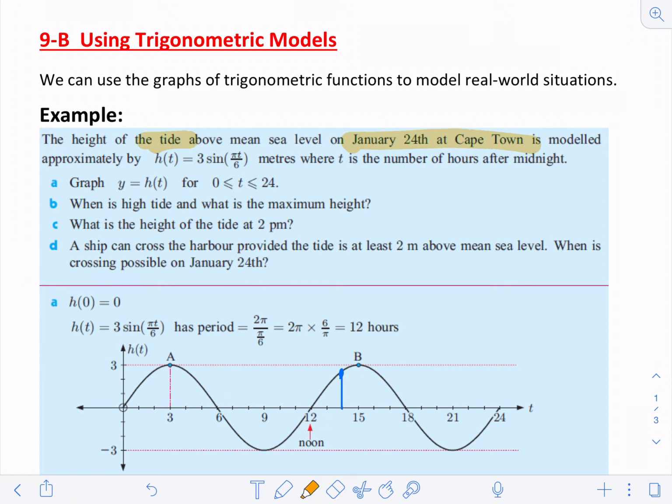So the example I'm going to show you first talks about the tides rising and falling on January 24th at Cape Town, and it's modeled after this trig function. So we have h of t is equal to 3 sine of pi t over 6. And t is going to be the number of hours after midnight, so midnight will be 0, and then we're going to continue through the day, and we're going to look at the range from 0 to 24, so a full day.